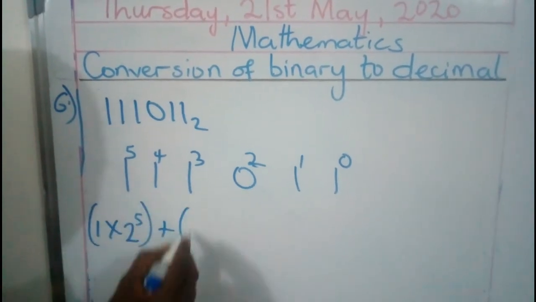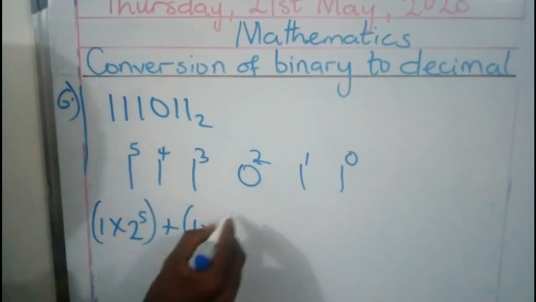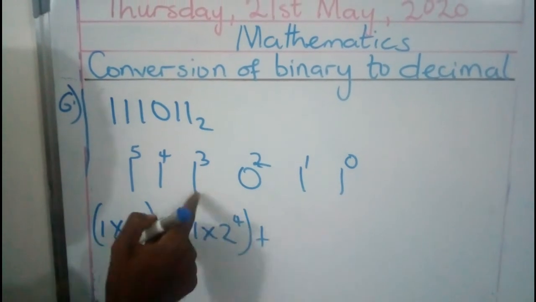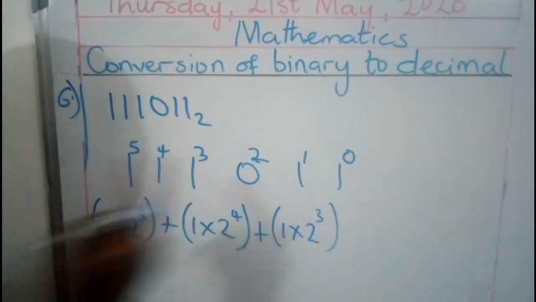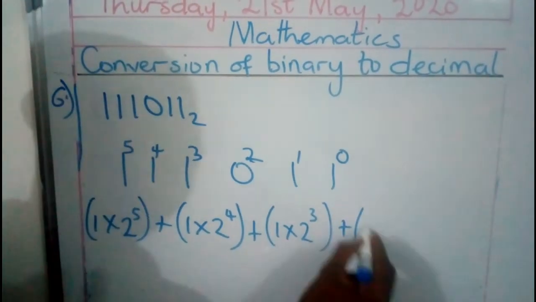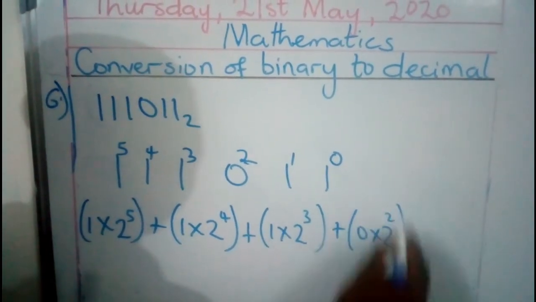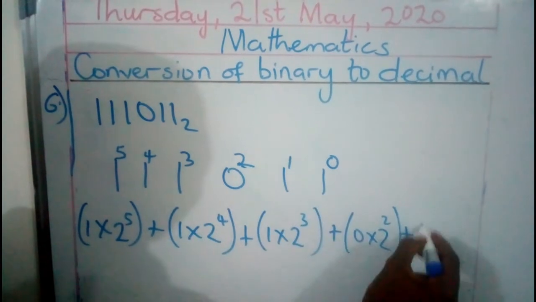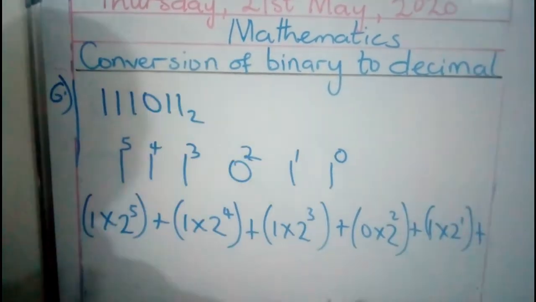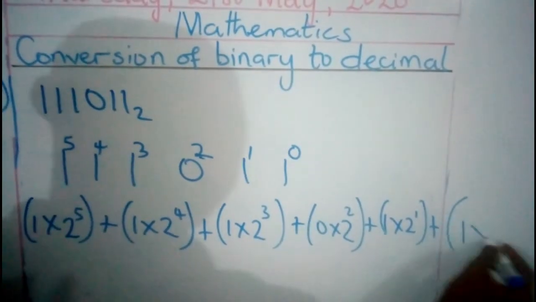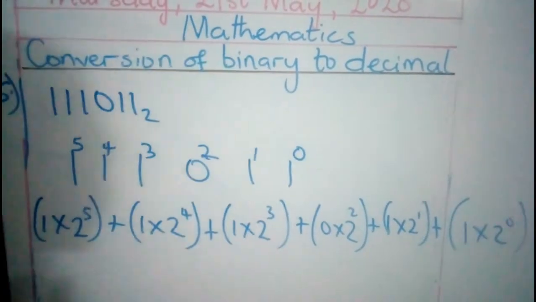Plus second digit is still 1. 1 times 2 raised to power 4. Plus third digit is still 1. 1 times 2 raised to power 3. The next one is 0. That's plus 0 times 2 raised to power 2. Next one is what? 1. That's 1 times 2 raised to power 1. Plus, sorry, I have to go to the other side. That's 1 times 2 raised to power 0.